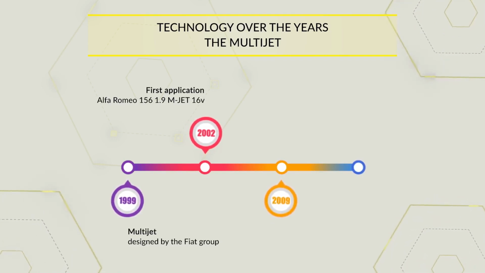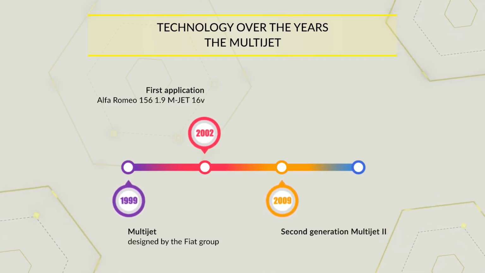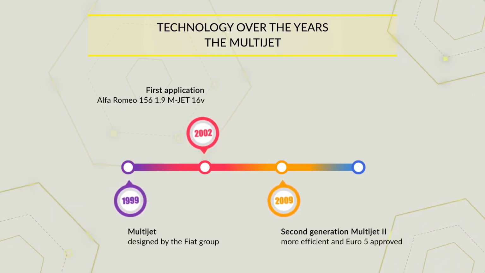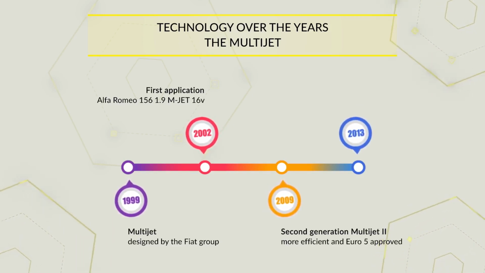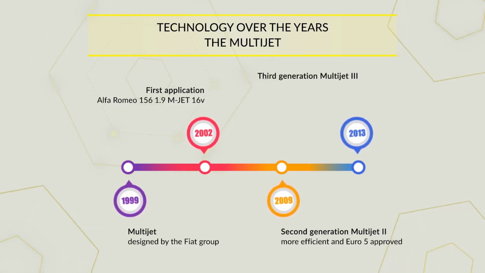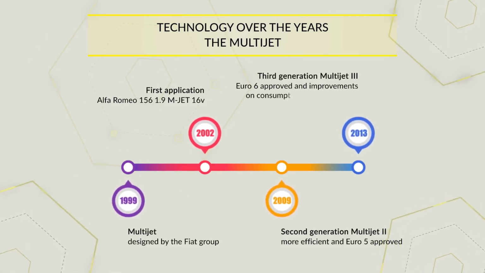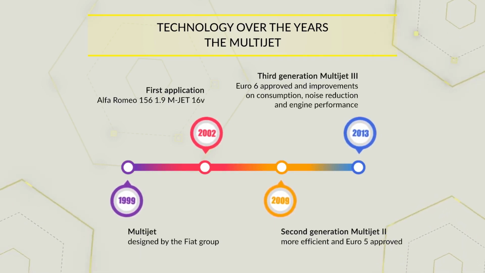In 2009, the second generation of Multijet 2 engines was presented, made more efficient than the previous one and Euro 5 approved. At the end of 2013, however, the restyling of the Alfa Romeo Giulietta made its debut with the evolution of the multi-jet to the third generation, which led to Euro 6 compliance and important improvements in terms of consumption, noise reduction, and engine performance.